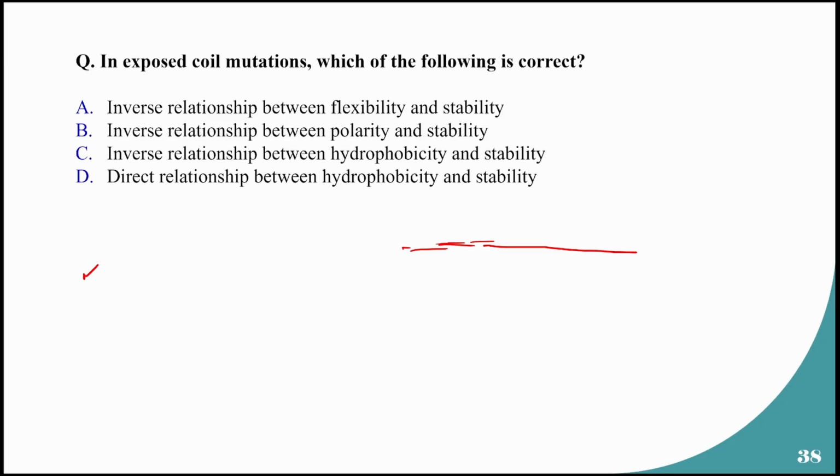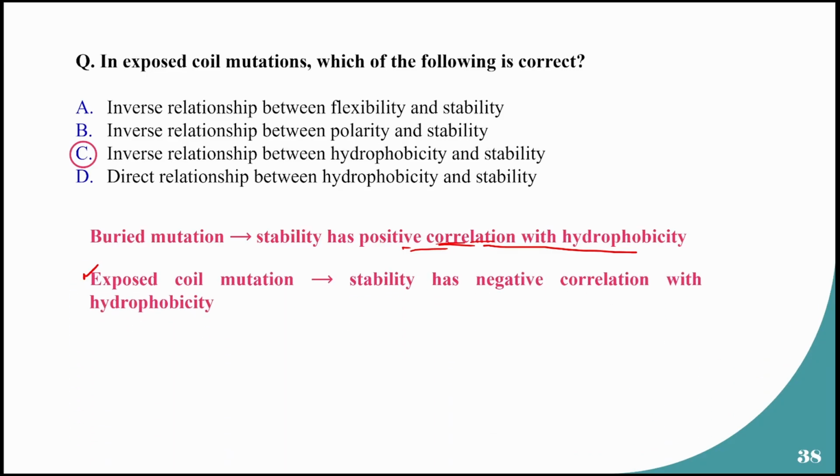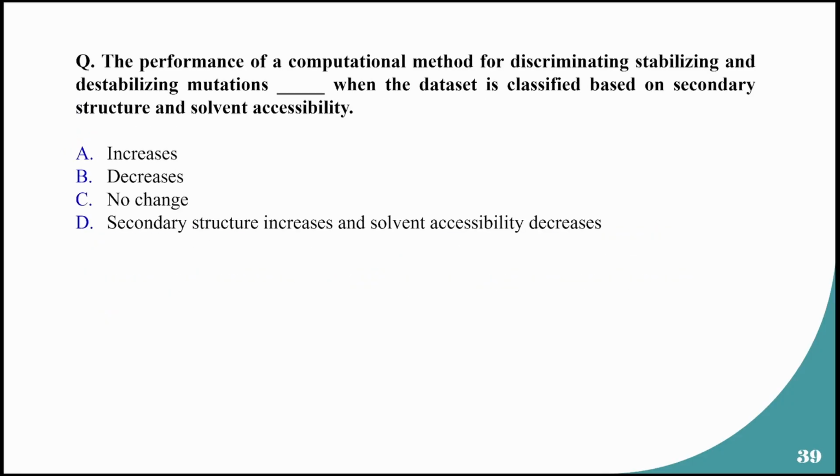And in this particular case, of course, the buried mutations will have a positive correlation with hydrophobicity because of the nature of the residues. So hydrophobic residues will be favored in a buried environment, that will have a positive correlation, and in an exposed environment the hydrophobic residues will very much not like the environment. That is why the stability will have a negative correlation with the hydrophobicity.